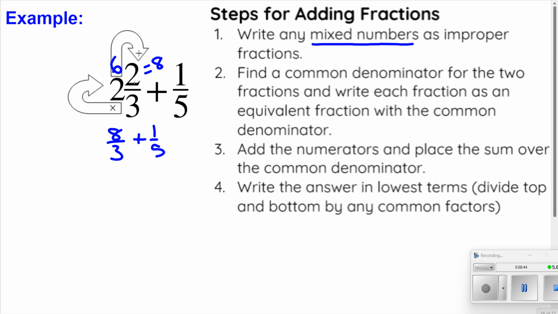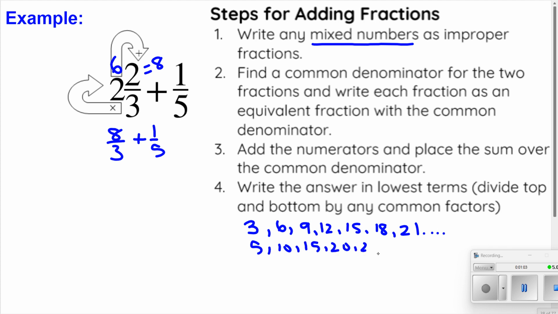Okay, step number two, find a common denominator for the two fractions. So let's look at 3 as the first denominator. So skip counting by 3's to find the lowest common multiple with 5. So just list out the first couple ones. Do the same thing for 5. So I'm skip counting. I'm going up by 5 at a time. And I want to see what number matches. And I can see that 15 is the smallest number that matches.